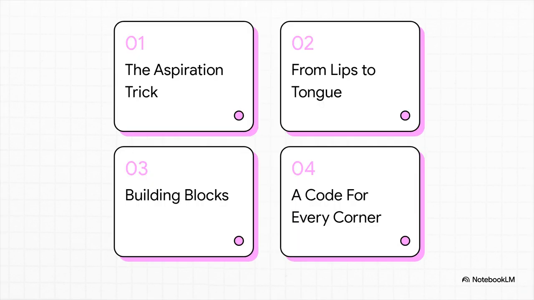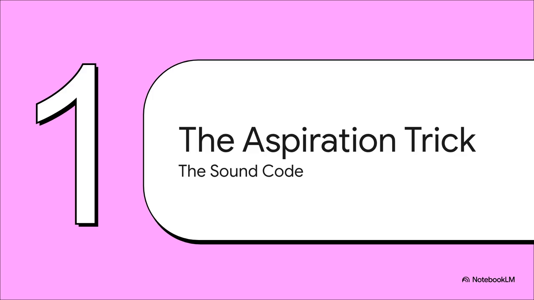Okay, so here's our game plan. First, we're going to look at what I call the aspiration trick for sounds. Then, we'll see how sounds are grouped, going from your lips to your tongue. After that, we dive into the characters and their building blocks. And we'll wrap up with a really cool system, a code for every corner. Let's get started. All right, section 1, the aspiration trick.